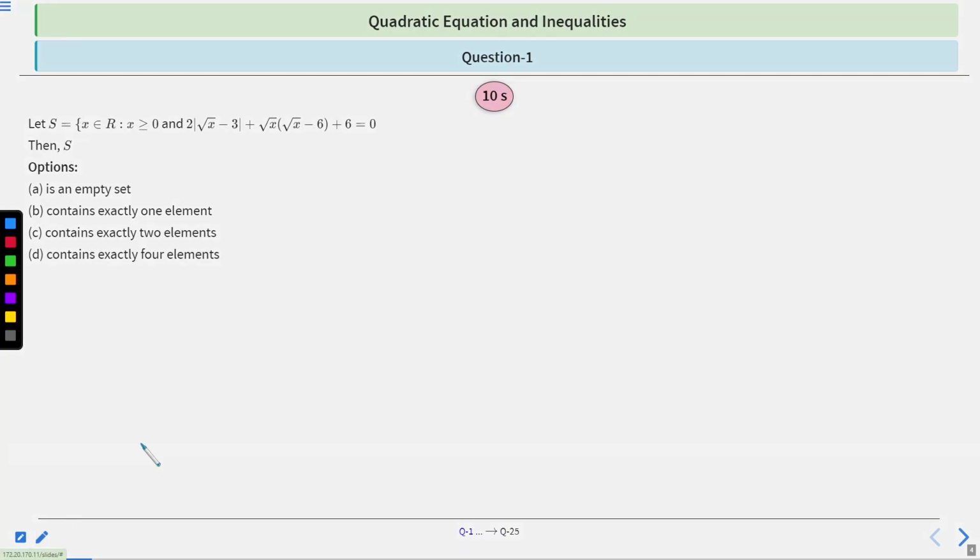Let's start with question number 1. Question number 1 says that we have a set S equal to x belongs to real such that x greater than equal to 0 and 2 mod root x minus 3 plus root x into root x minus 6 plus 6 equal to 0. Then we have to find the nature of set S. So we will discuss the solution after 10 seconds.